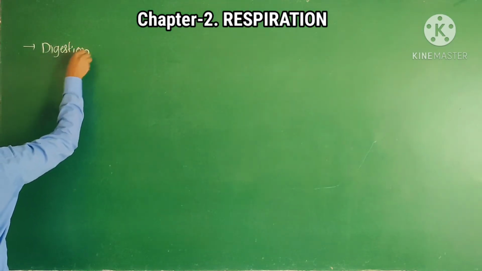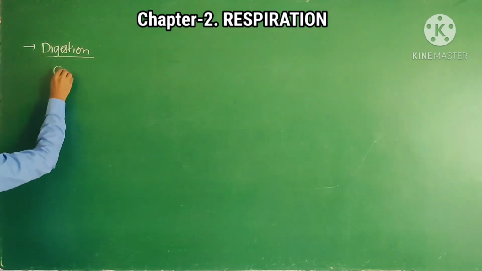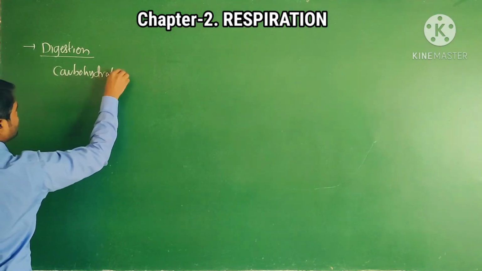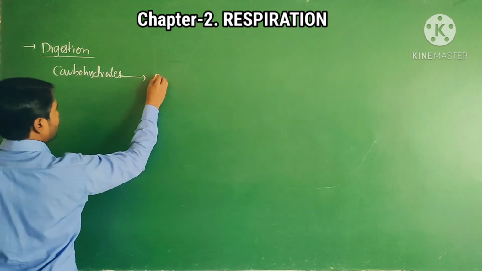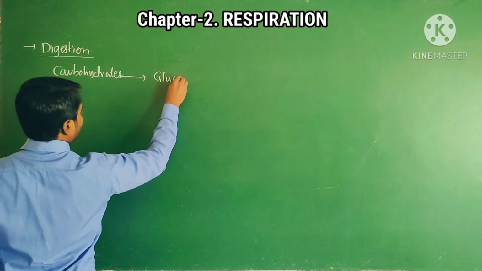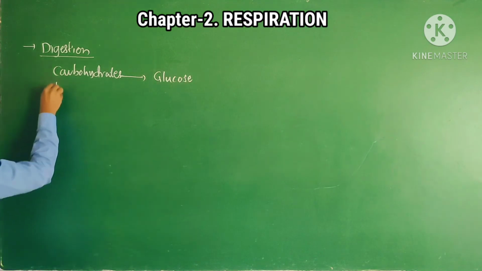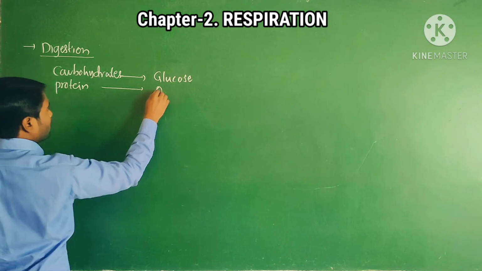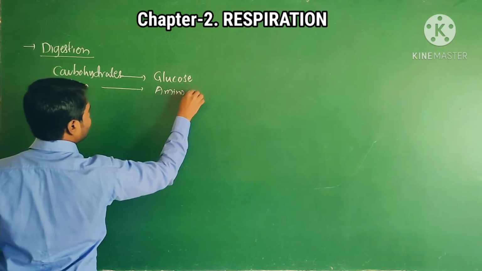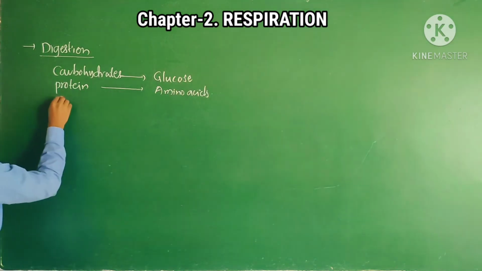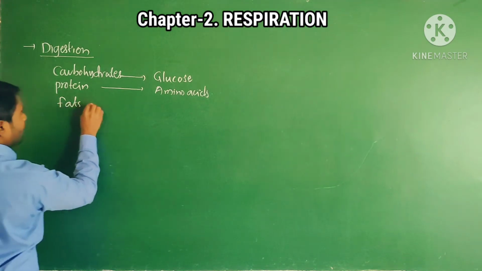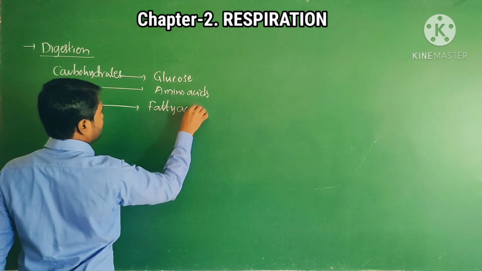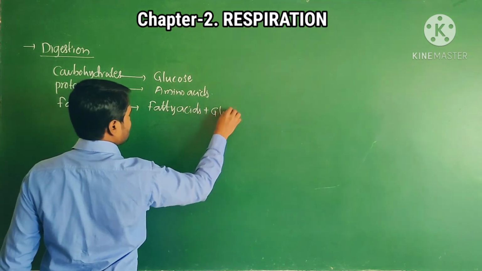Digestion or digestive system. Carbohydrates finally break down into glucose, whereas proteins finally break down into amino acids, and also fats break down into fatty acids plus glycerols.